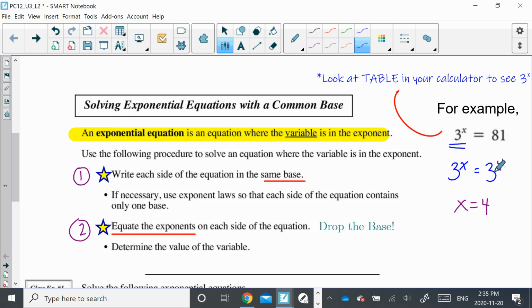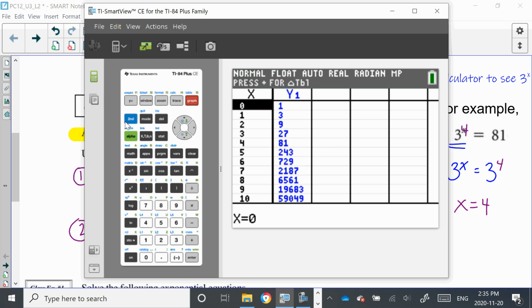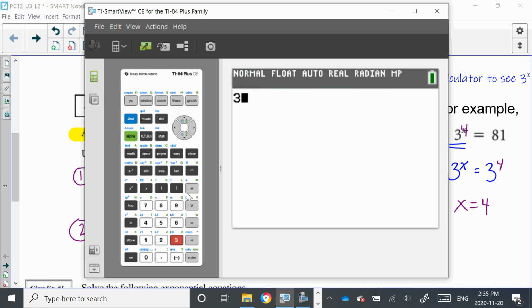4. How you would check that is you would go back up to your original equation, and we're going to put a 4 here. And we're going to check on our calculator, is 3 to the power of 4, which we already know, is 81. So on my calculator, 3 to the power of 4 is in fact 81.